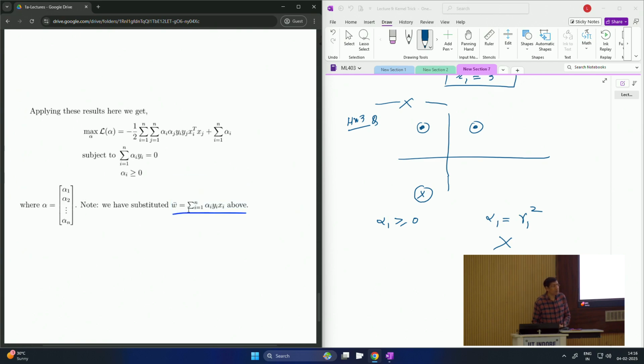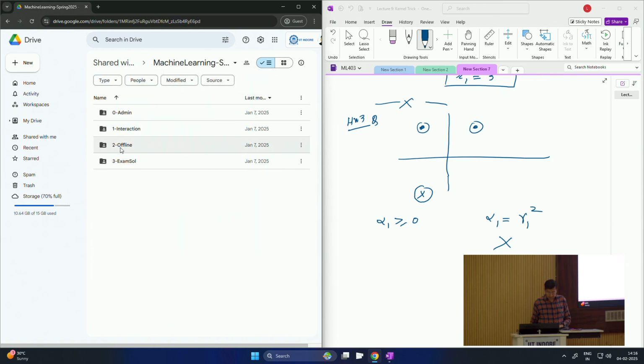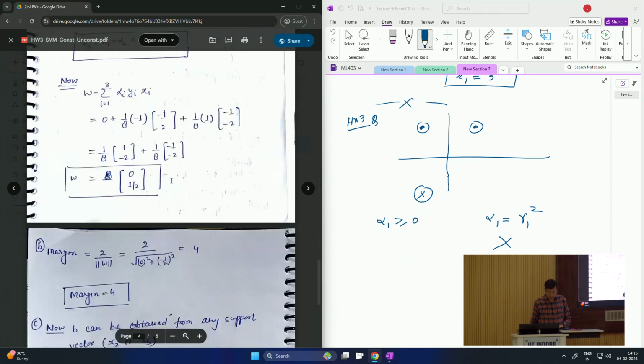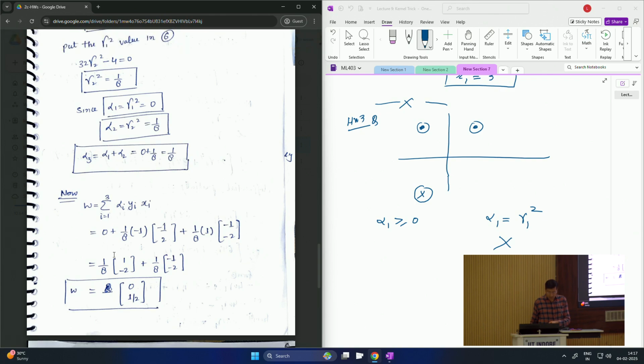W was the sum of alpha i, y i, x i. So we're going to just substitute that. Okay. So we're going to go back to our homework. So we had defined that W will be alpha i, x i, y i. So we substituted it. Alpha 1 is 0, alpha 2 is 1/8, alpha 3 is 1/8, y1 we don't need, y2 is -1, y3 is 1. x2 is this and x3 is this, and you get W as this.